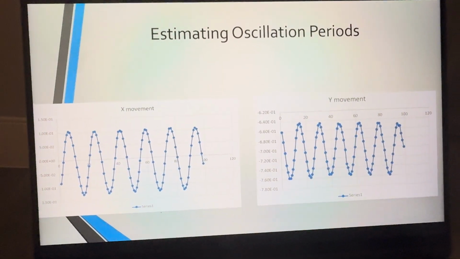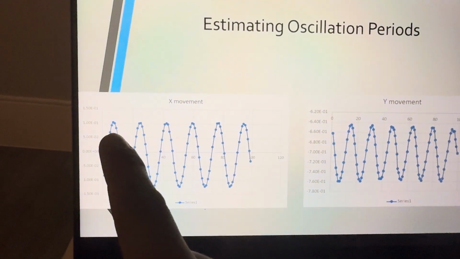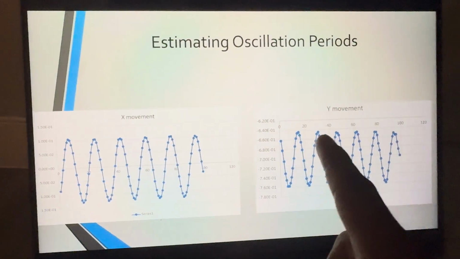And here's some of the graphs for the oscillation purposes, and these are the ones I got the data points from. And yeah, thank you.